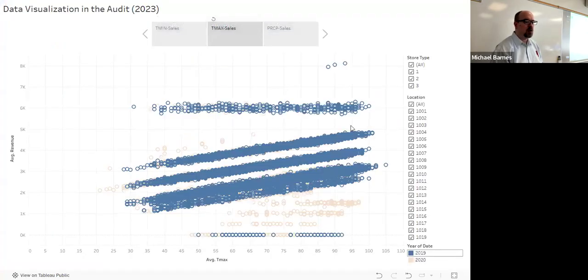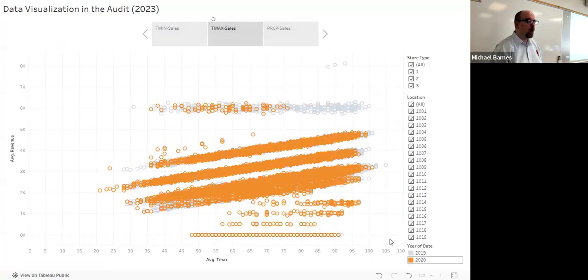Now, again, we're looking for clean distributions like this. We may have some outliers that we can explain, but for the most part, our distribution should be very, very healthy. And if we look at 2020, we notice that there's a lot of outliers. What are these outliers down here? These are basically saying sales of zero regardless of what the temperature is. What's going on there? I'll give you a hint.